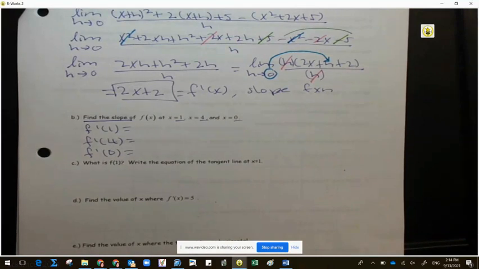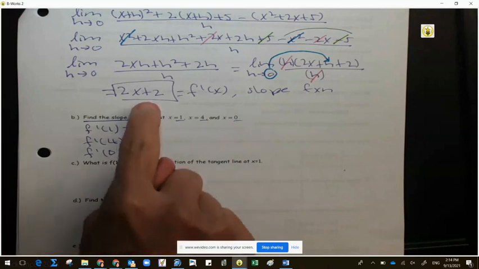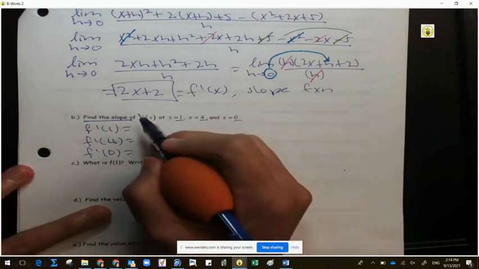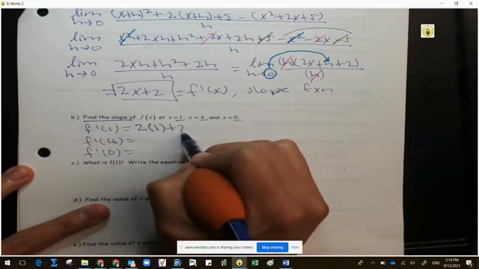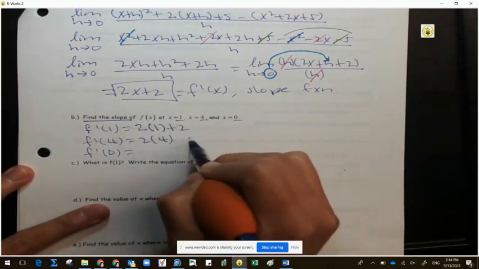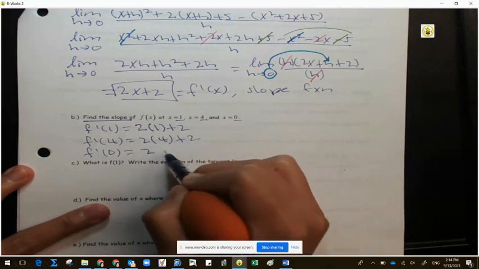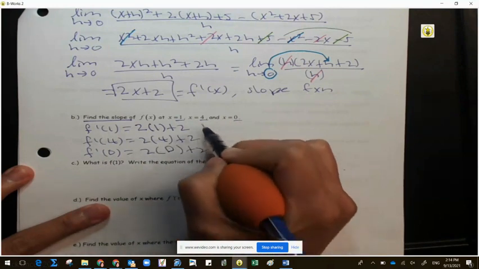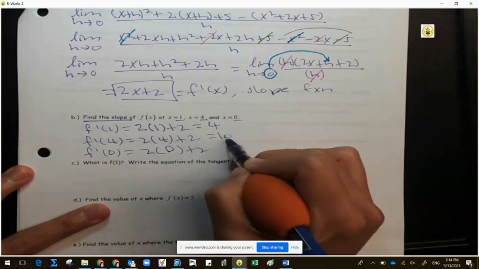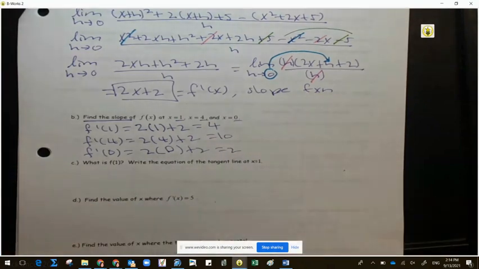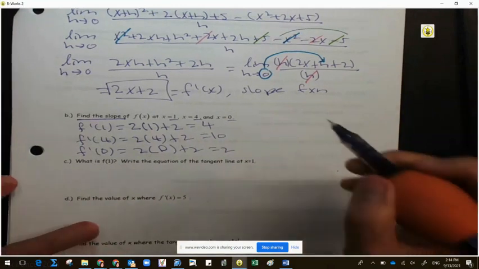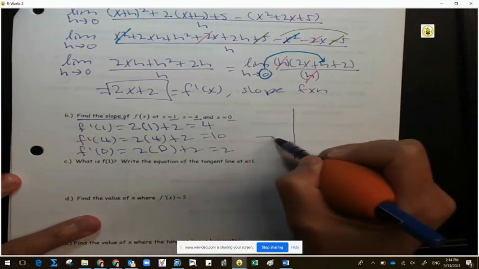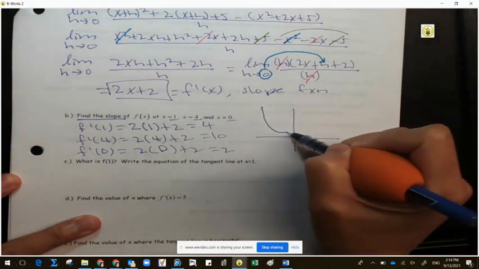Okay, I'm going to go ahead and plug in for part B. It says to find the slope. So given the fact that we found the slope function, all we need to do is plug in the values of that x at that specific location for all of them. 2 times 0. Okay, I'm going to try to graph this, even though it's not going to look all that great.